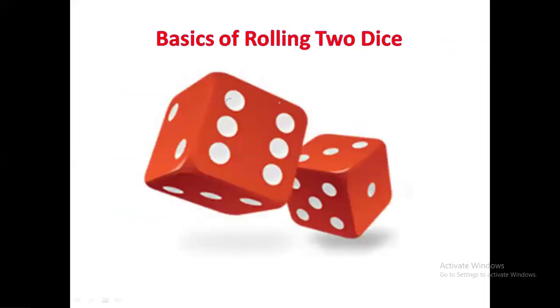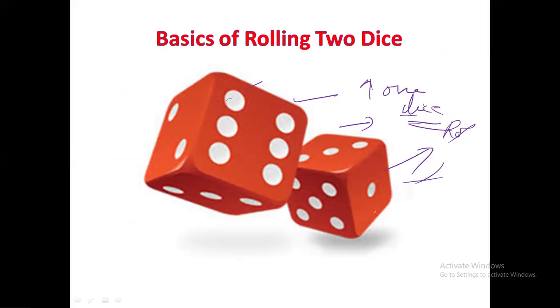So this is the picture of two dice. This is one die, this is two. In the previous example, we have seen the probability when rolling one die. Here, two dice at a time simultaneously we are throwing. We will get 6 into 6, 36 combinations. We will get this outcome.